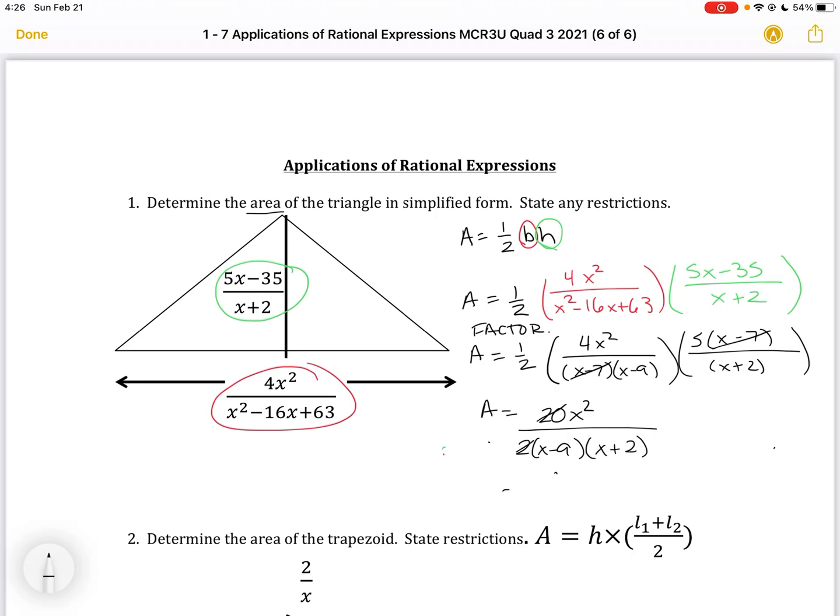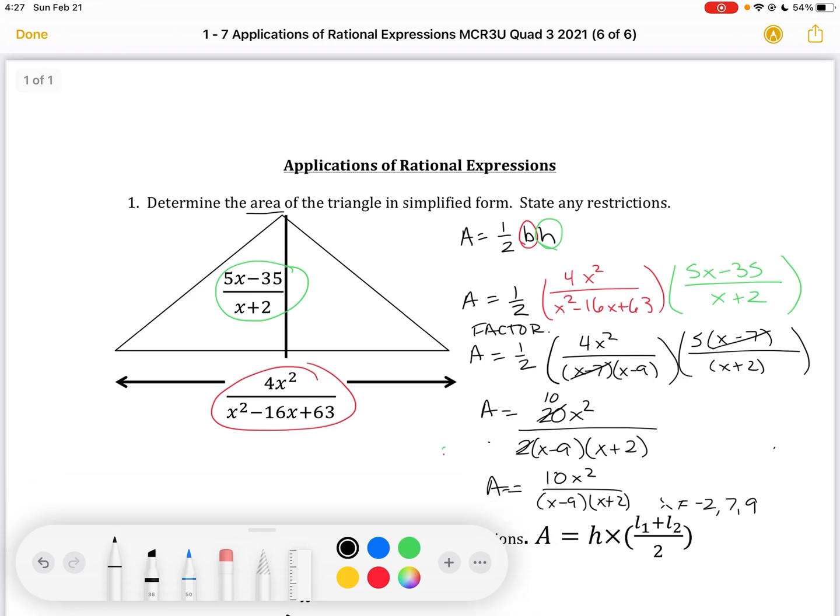And then I see one more thing I can simplify. I can divide by 2, which is going to leave me with a final expression of 10x squared over x minus 9 times x plus 2. The last thing that I need to do is state my restrictions. So from the end, I've got minus 2, positive 9. And from the beginning, if you remember, I canceled out one of my factors as 7. Putting those in order, I've got minus 2, 7, and 9 as my restrictions and as my simplified expression for the area.